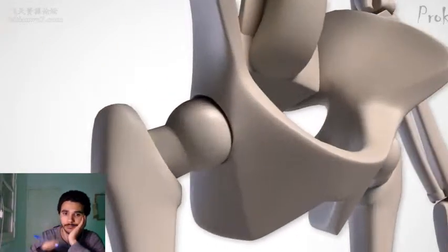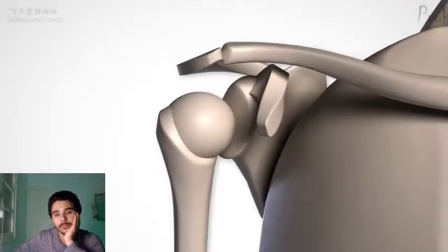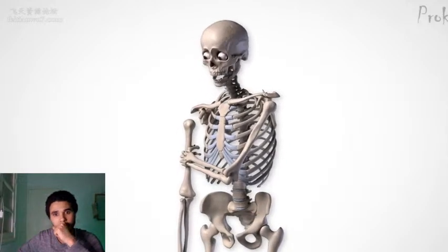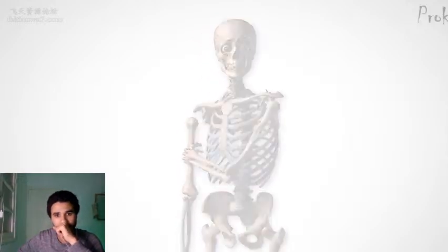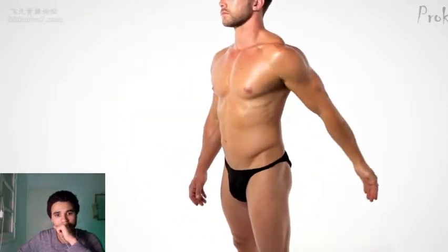Wow. The two ball and socket joints of the body are at the hip and the shoulder. The hip has a deep socket, which gives it stability, but limits some range of motion. The shoulder joint has a shallower socket, which gives it greater range of motion, but takes away some stability. Maybe that's why a dislocated shoulder is so common. Ouch. Here's Ryan again to show us the ball and socket articulation of the shoulder.